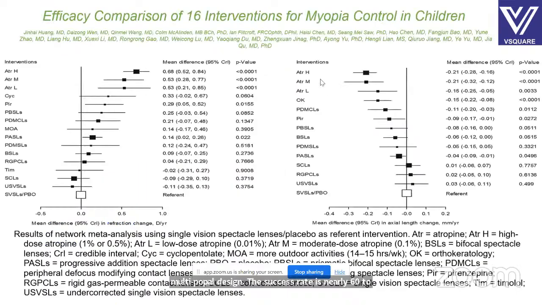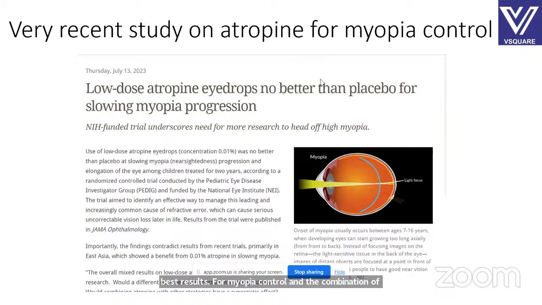And the ATOM 2 study says that ortho-K lenses give the best results for myopia control, and the combination of ortho-K with atropine also gives a better result. There was also a recent study which says that low dose atropine may not be the ideal intervention for slowing down the progression of myopia.